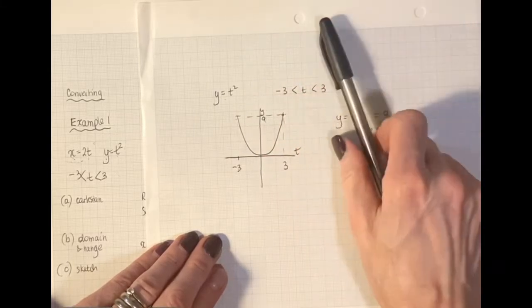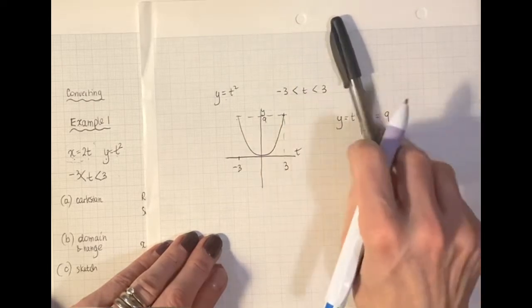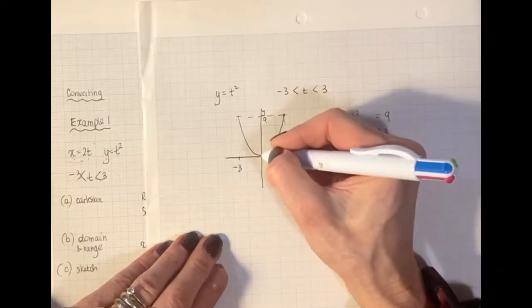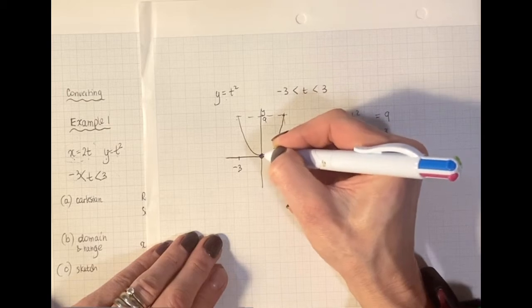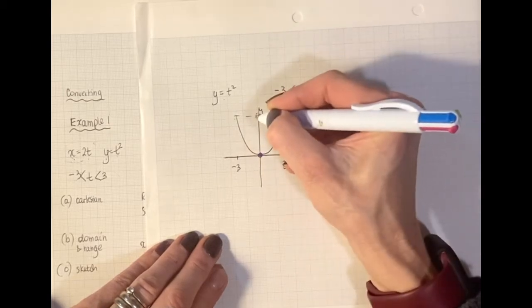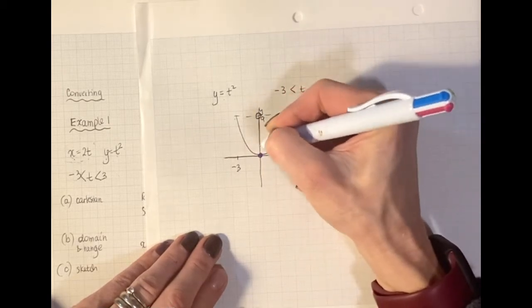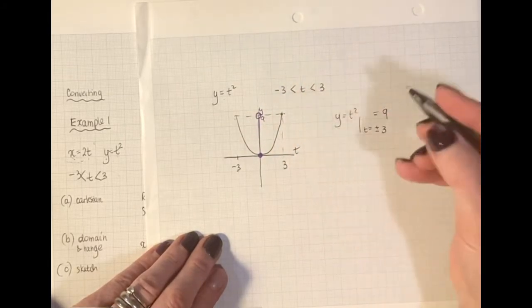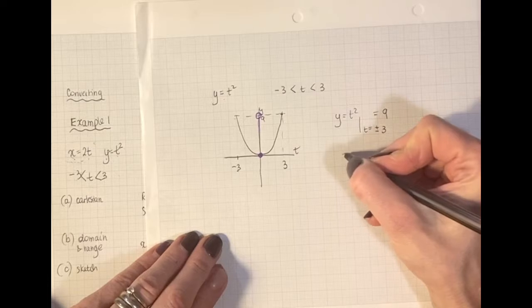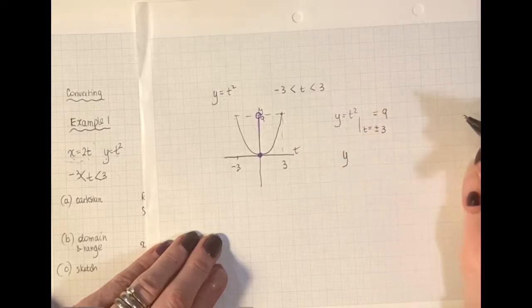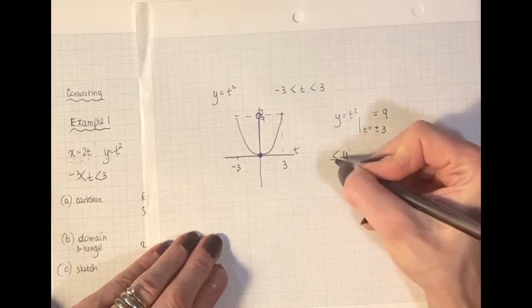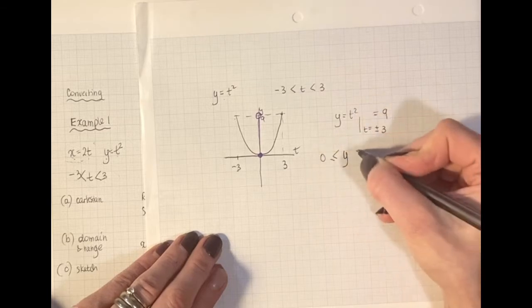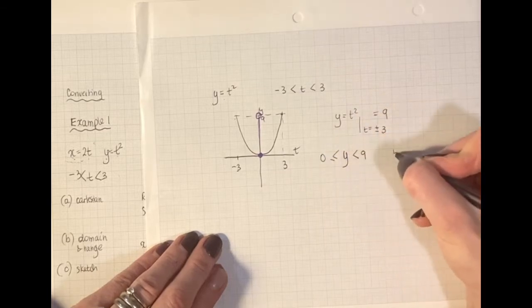There you go. So on that curve, what are the possible y values that I can get? Well, I'll definitely be hitting 0 here for y, and then going all the way up to 9, not including 9 because neither -3 nor 3 were included. So the range, which are my possible y values, are everything from 0 up to 9. So that's the range.